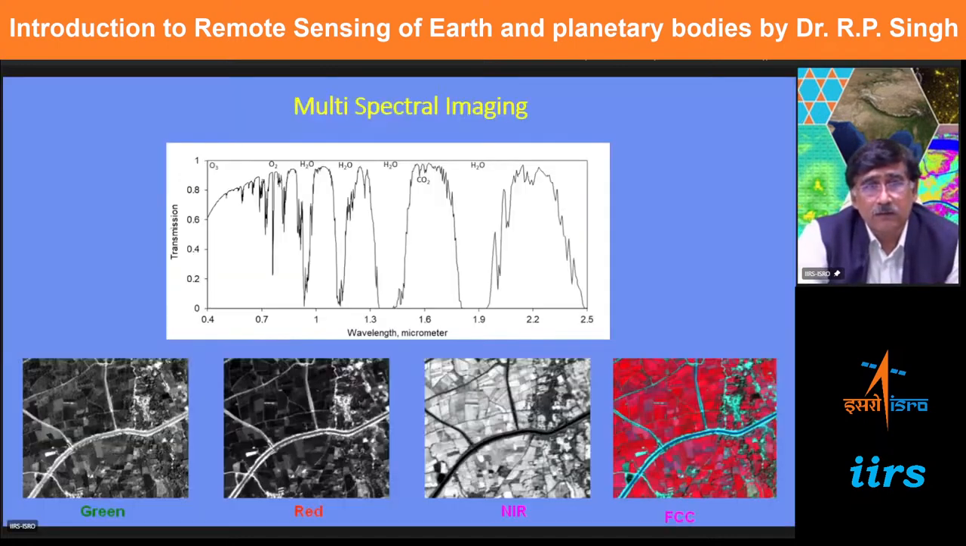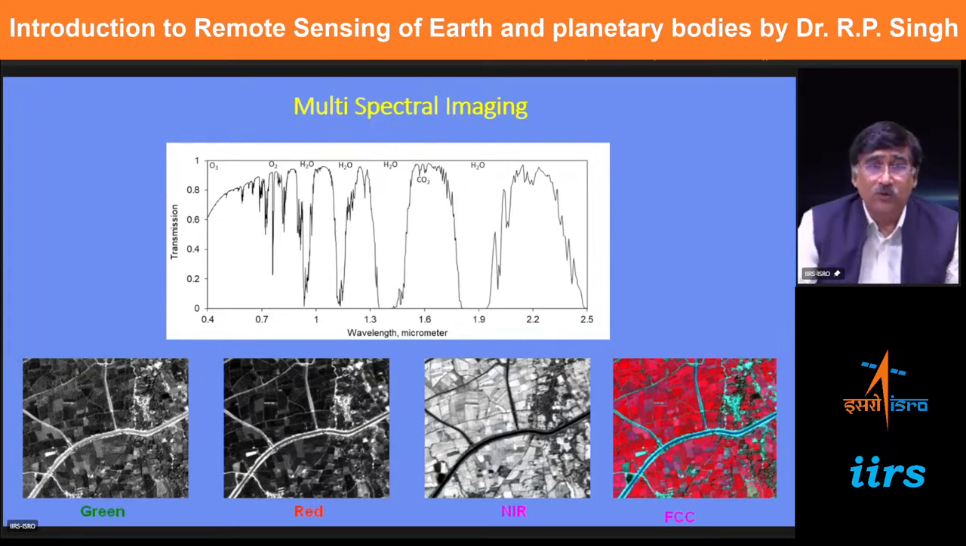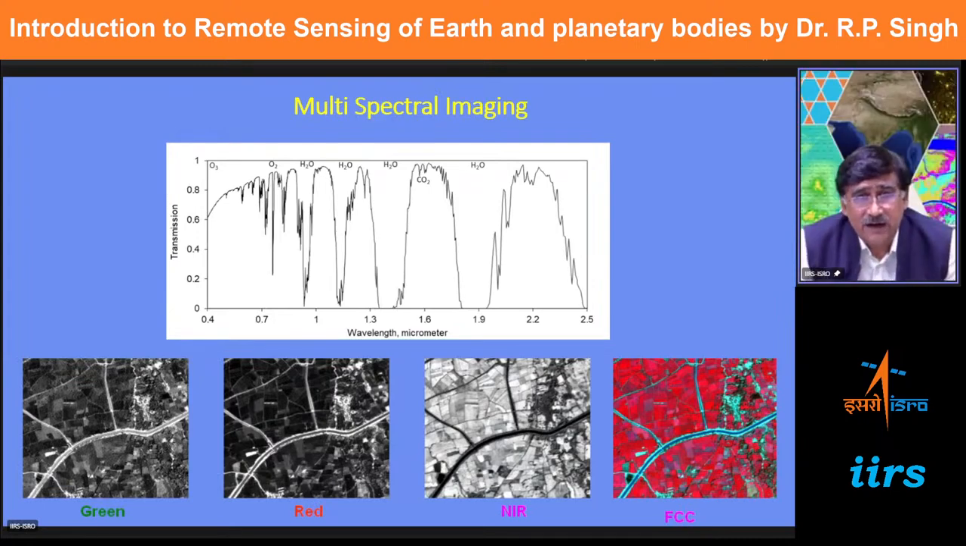But while doing this, it is not that we can do it in any wavelength region. We choose some wavelength regions, like for vegetation monitoring, we choose the green wavelength region, red wavelength region, and NIR wavelength region for putting a particular filter into it. So you can see in the picture shown here, this NIR region is showing a very bright whitish color.